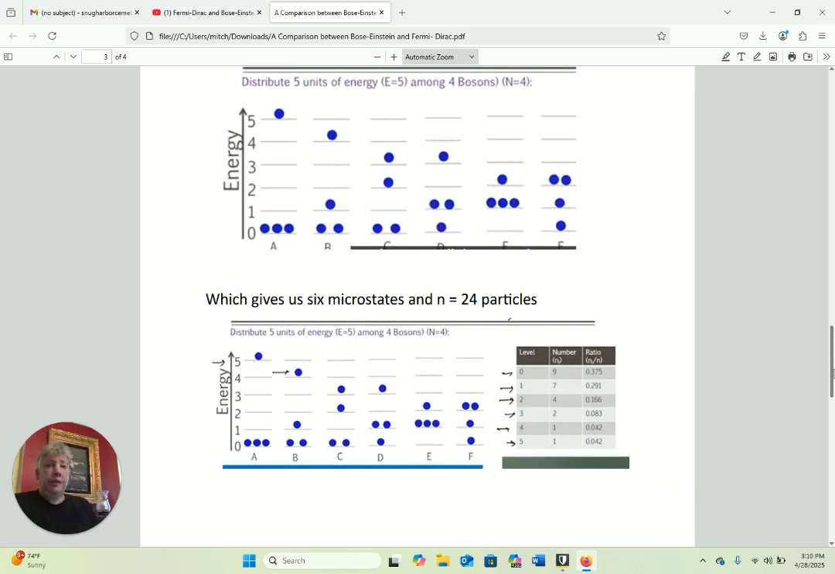When we look at this here, since these particles are indistinguishable, the bottom line is that we have only 6 microstates, but we actually have 24 particles. And because we're looking at the probability of these particles existing in these states, it's really going to be 6 energy states times 4 particles, which is 24.